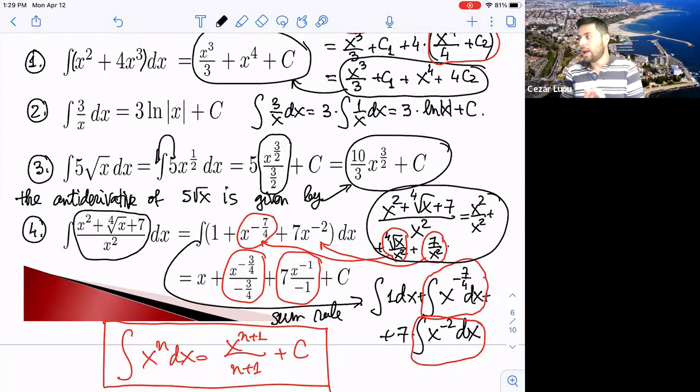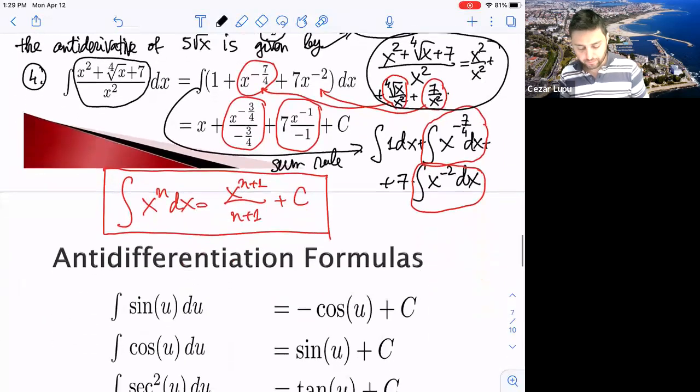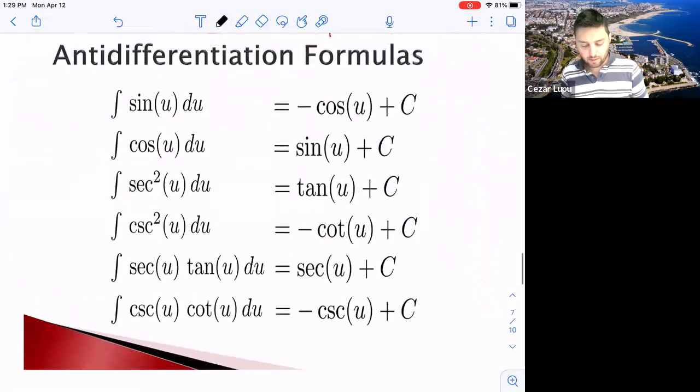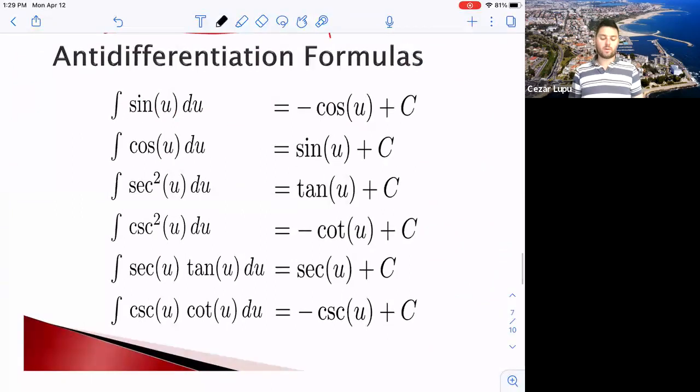And now I would like to talk about differentiation formulas. And I'd like you to look at these. Look at them. How beautiful they are.